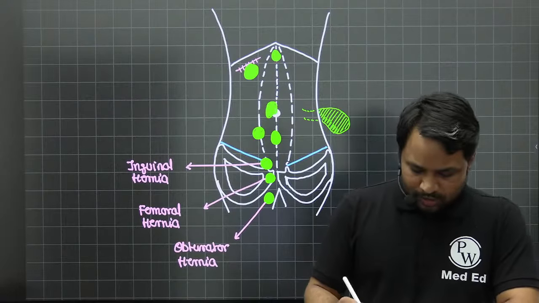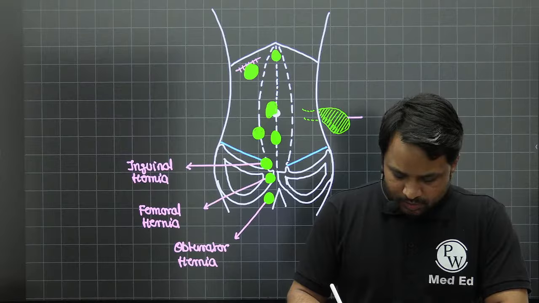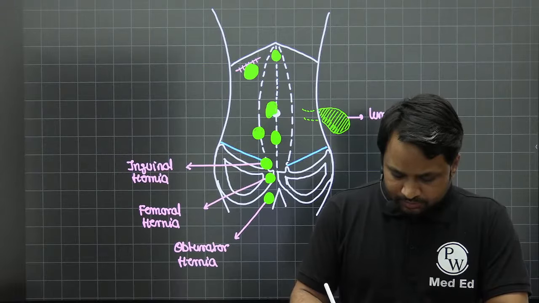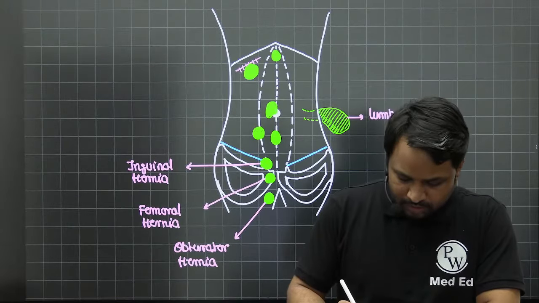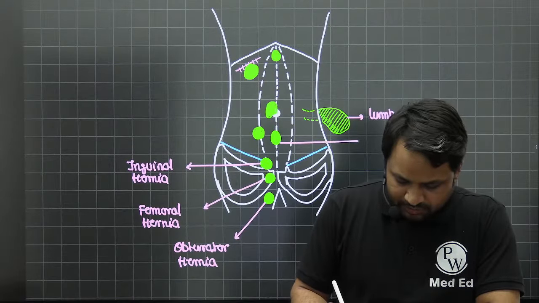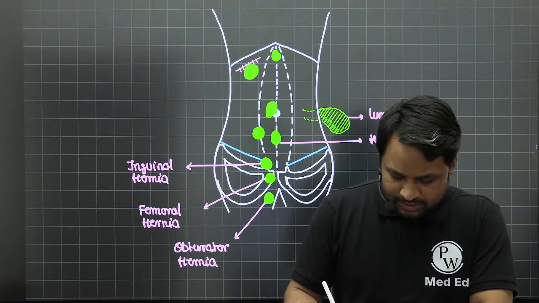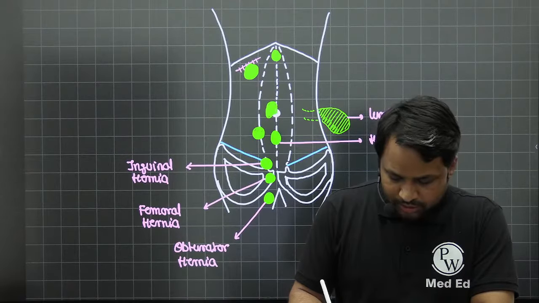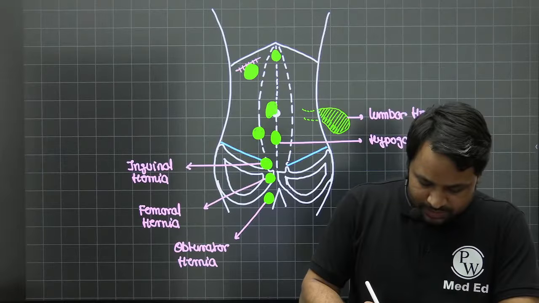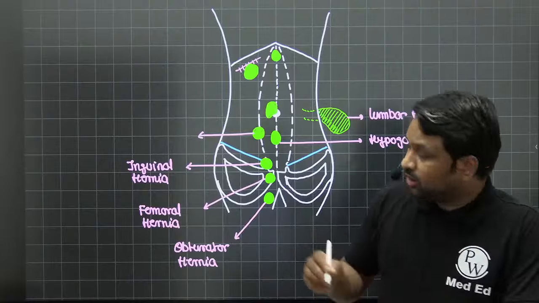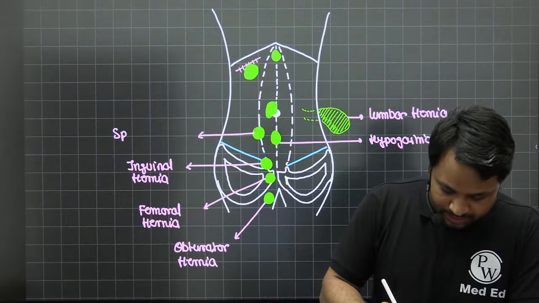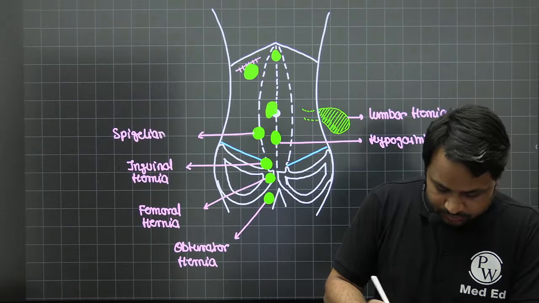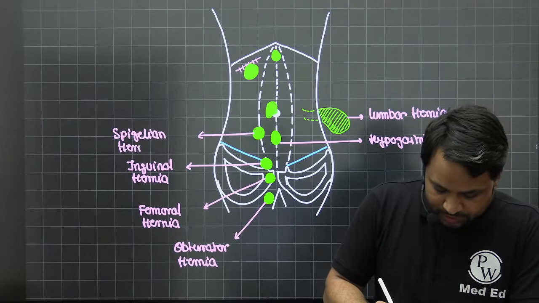Good. Now, when you come a little bit on this side, this is what we call the lumbar hernia. Then you can see below the level of umbilicus, this is what we call the hypogastric hernia. Now, the one present below the level of umbilicus along the linea semilunaris, this is what we call the spigelian hernia.